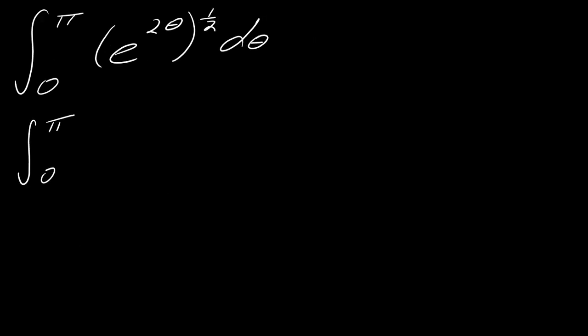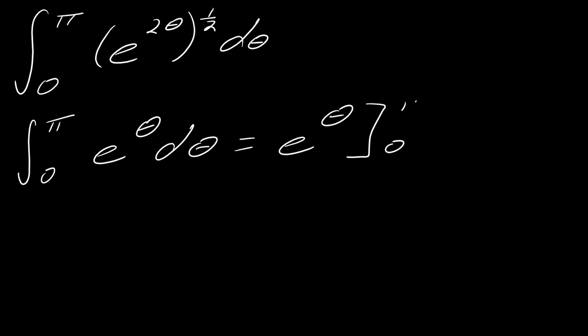So this will just become e to the theta, so awesome, nice, easy integral. And then I just need to evaluate this from 0 to pi. And so I get e to the pi minus e to the 0, and e to the 0 will just be 1. So this becomes e to the pi minus 1.